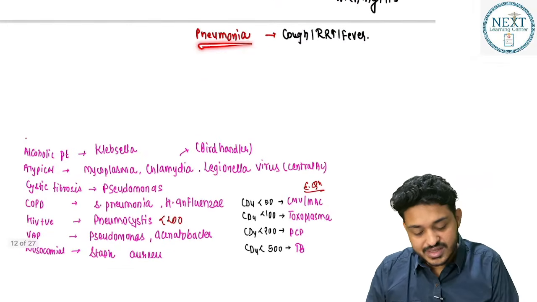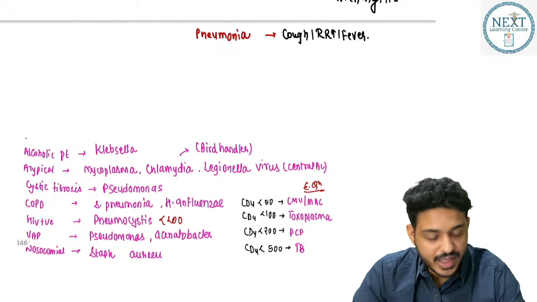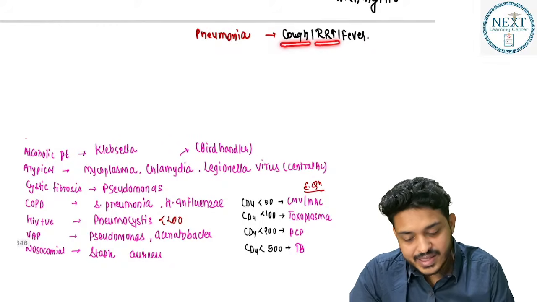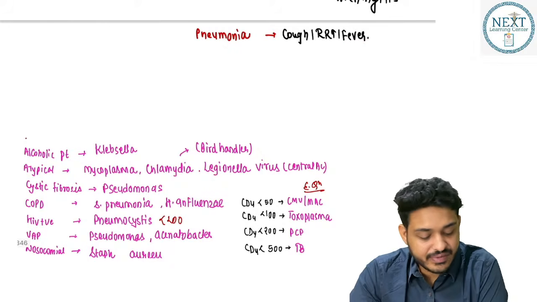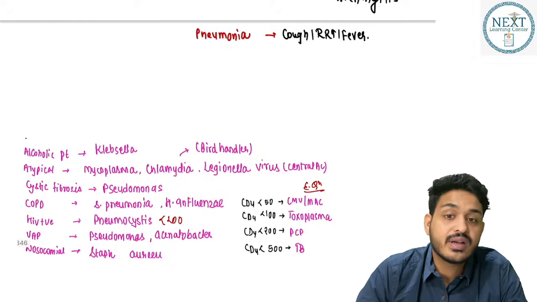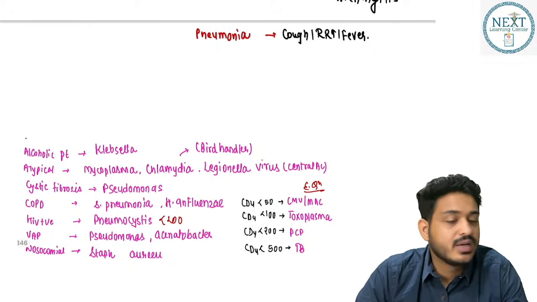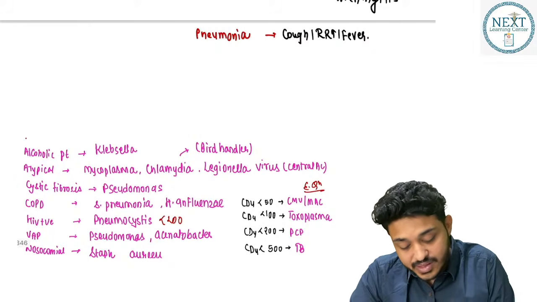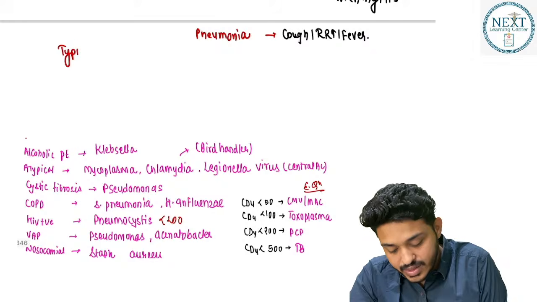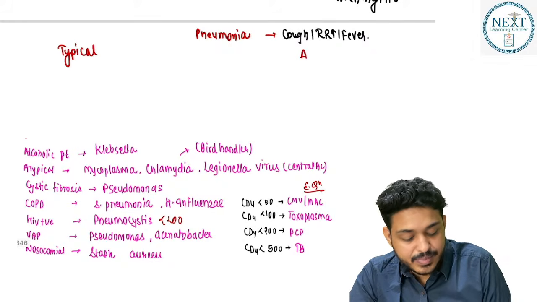Hyperventilation, right? So this is going to be what? This is going to be pneumonia. The patient can have cough, increase in respiratory rate, fever, all the symptoms, pulmonary symptoms are going to be there. This is going to go in favor of pneumonia. We can have two important types of pneumonia. First one is typical pneumonia, another one is atypical pneumonia.